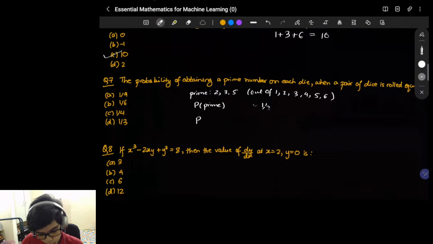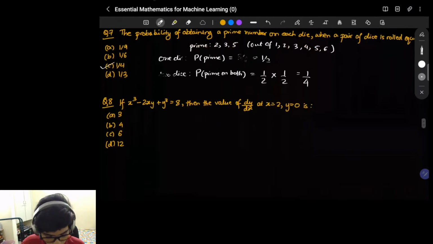So this is for one die. For 2 dice, the probability of getting prime on both of them is going to be half for the first, half for the second. So half times half, which makes it 1/4.